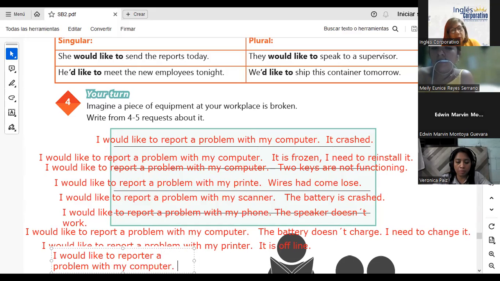The printer doesn't work. Or what is the problem? It's faster. The screen is frozen. Yes, the screen is frozen. Sorry. I listen, is faster. It's faster, and I say faster, but this is good.